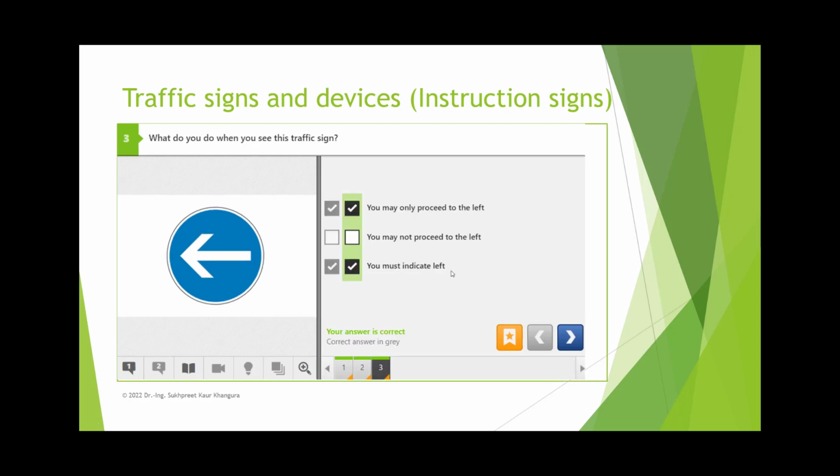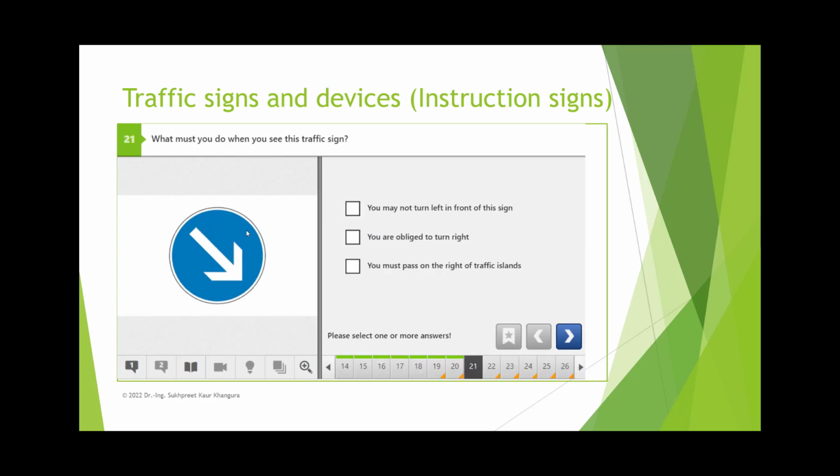Let's check our answer. So you may only proceed to the left and you must indicate left. These are the correct options. The important thing is whenever you see these arrows and if they are towards left or right, then you always have to indicate. Moving towards the next question.